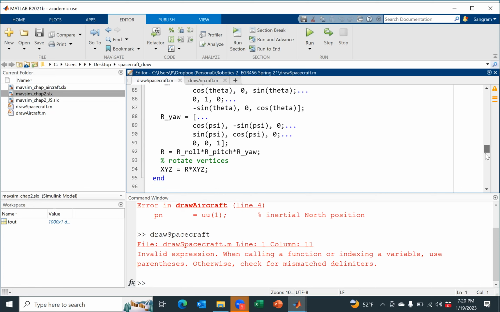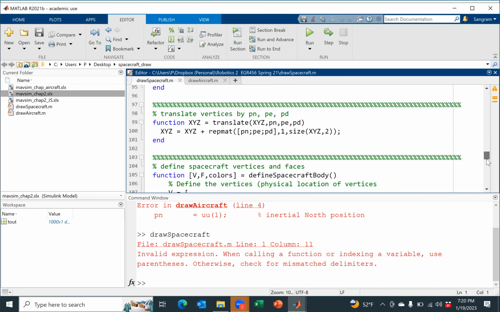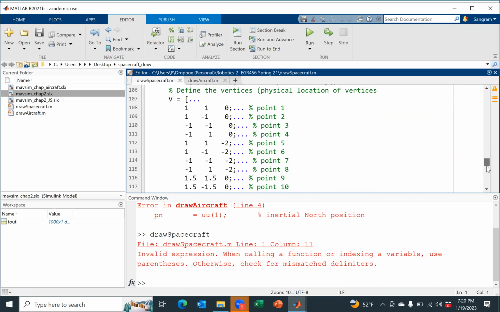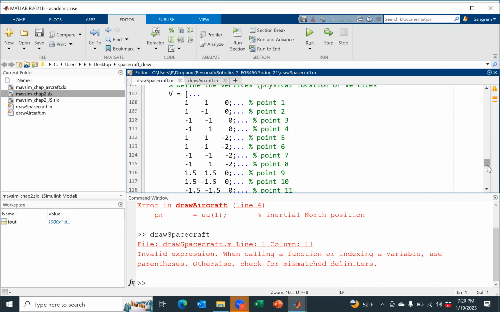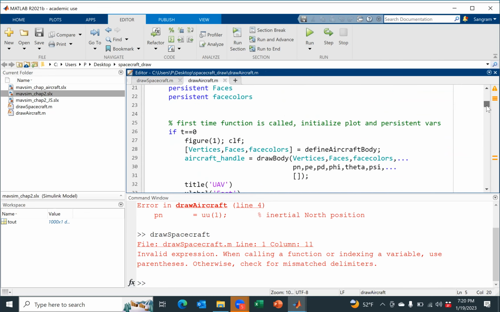And then going down, you do the translation, that is just translating based on the position, and then this is the code that is actually drawing the spacecraft. Are you with me so far? Now, what you need to do is copy the whole code as is and replace this V with this V.